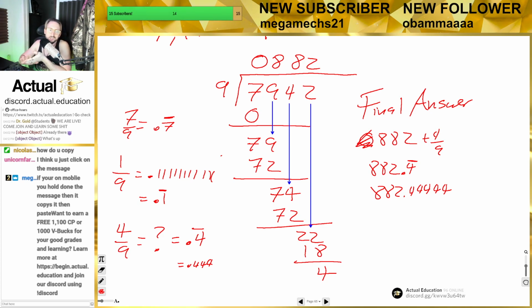I mean, long division is one of those things where, honestly, I forget it half the time because we don't really use it, because we use our calculators.